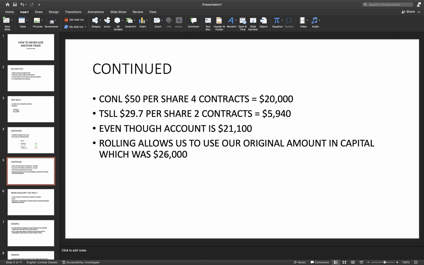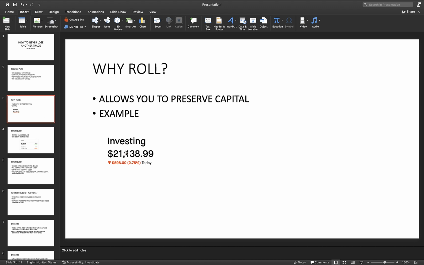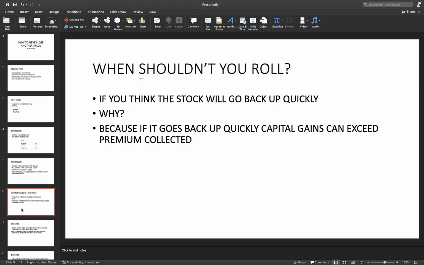So if I would have gotten assigned, if I would have closed the position, if I would have done any of those things, then we would have taken the loss, right? And at that point, we wouldn't have enough money to take these two positions together. We would have to have crafted something else up. But since we rolled, it doesn't matter that our current account says 21.1. We're actually still acting and still proceeding as if our account is at 26,000. So that's the real benefit to rolling: you're buying time in exchange, not actually losing the money.